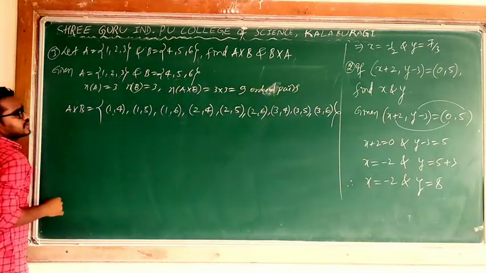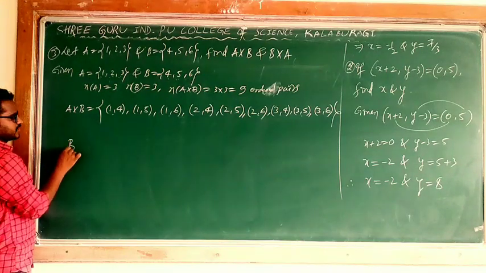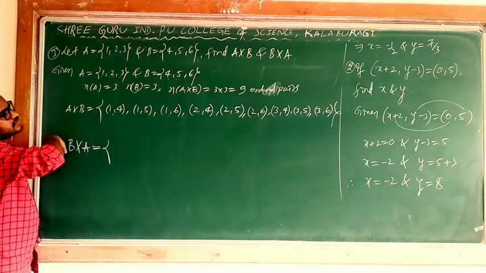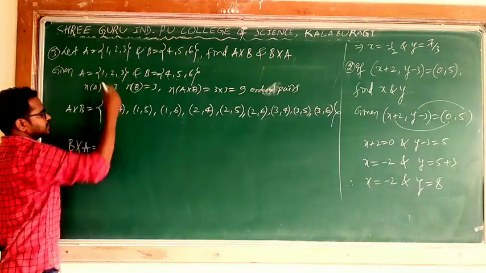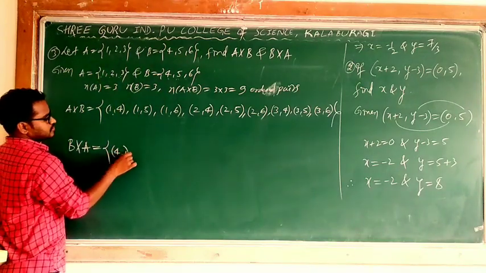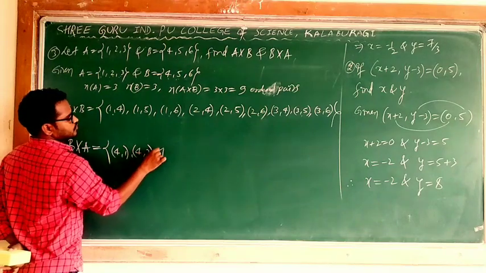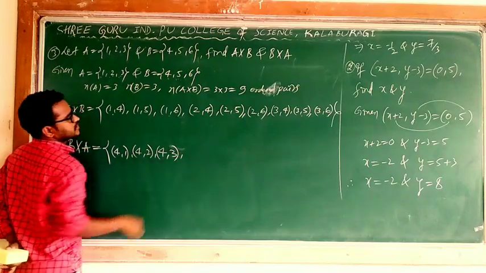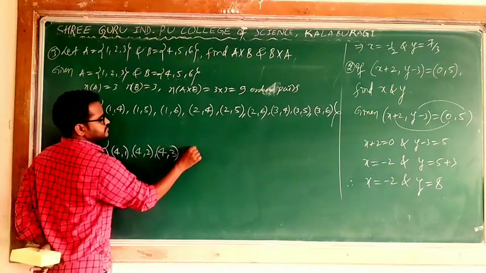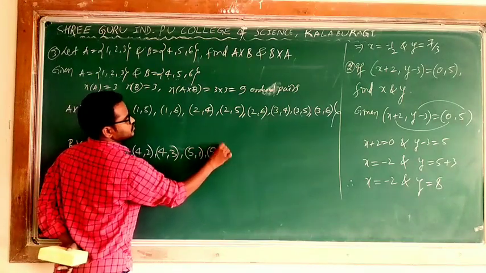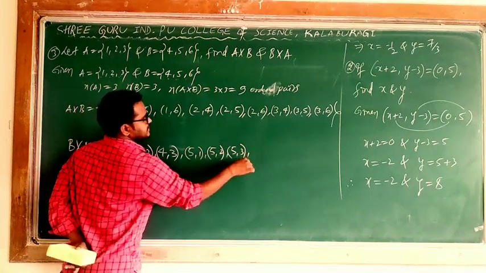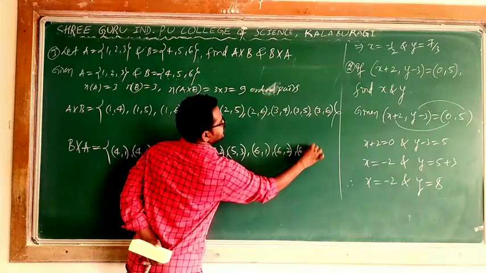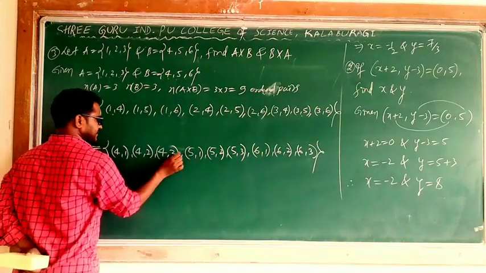This is A cross B, and he is asking B cross A. I will write B cross A, the reverse of this. I will take 4 with 1, 4 with 2, 4 with 3. Then 5 with 1, 5 with 2, 5 with 3. Yes. 6 with 1, 6 with 2, 6 with 3. Again 1, 2, 3, 4, 5, 6, 7, 8, 9.